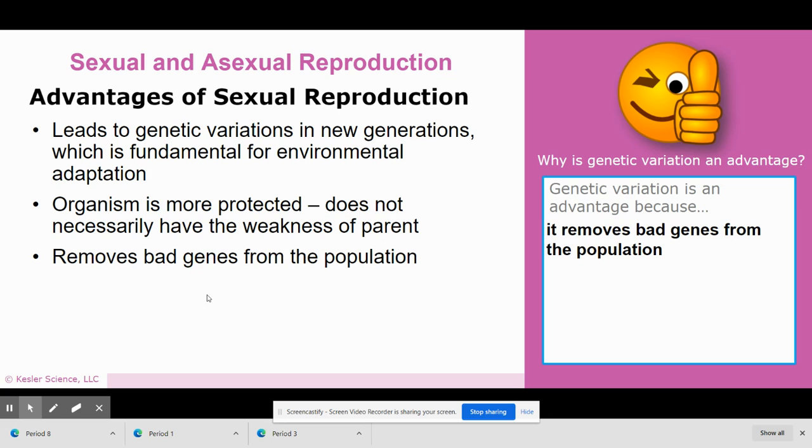Some advantages of sexual reproduction: it leads to genetic variation in generations. It's fundamental for environmental adaptation, because if there's no variety and the environment changes, then none of the organisms may be ready to survive. The organisms are going to be more protected because they don't necessarily inherit the weakness from the parent. And it will remove bad genes from the population many times. So genetic variation is an advantage because it removes bad genes from the population. So that's how you would answer the question on the right.